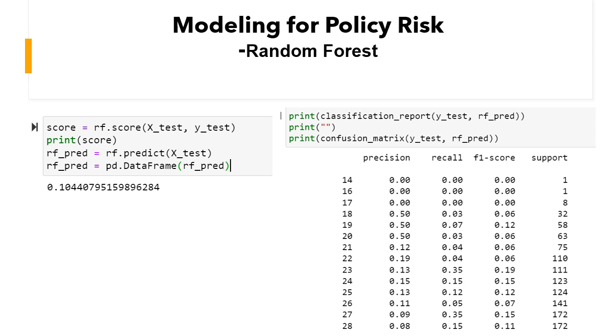And finally, I applied a random forest classifier with 900 estimators and the maximum depth of 10. Calculated the model's accuracy score, which was 0.1, obtained and stored the model's predictions. And this is the highest score I got for the policy risk predictions.